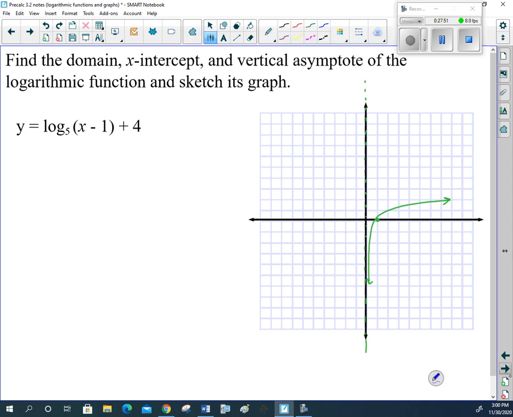So this one right here, the way it's written, it looks like to me this is moving right 1 and up 4. So what I know about the graph, I'm going to move right 1, up 4. So if I take this asymptote and I move it right 1 and up 4, this new asymptote will be right here. Now I'm going to take my key point and move it right 1 and up 4. 1, 2, 3, 4. Okay.